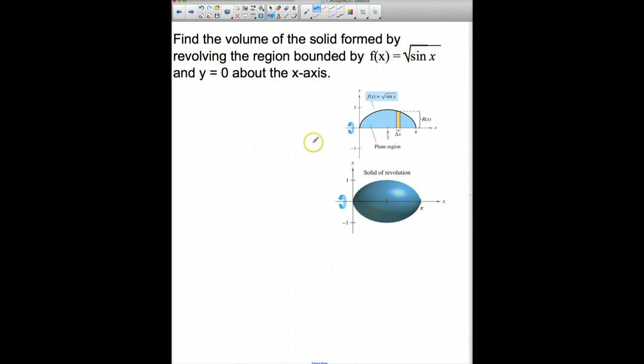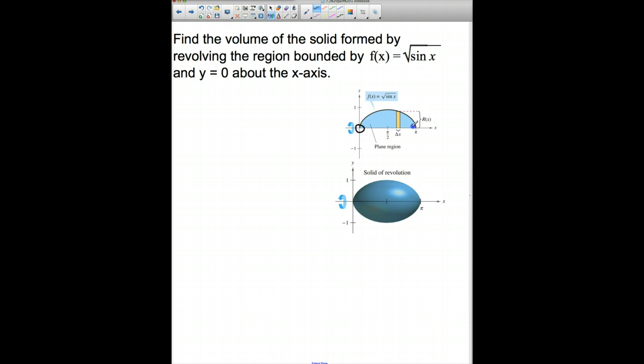Find the volume of the solid formed by revolving the region f of x equals square root of sine x and y equals 0 about the x-axis. So remember to graph the square root of sine x, and then draw a line around the axis that you're revolving around. Graph y equals 0, which is this, so we know that our region is only this region right here.